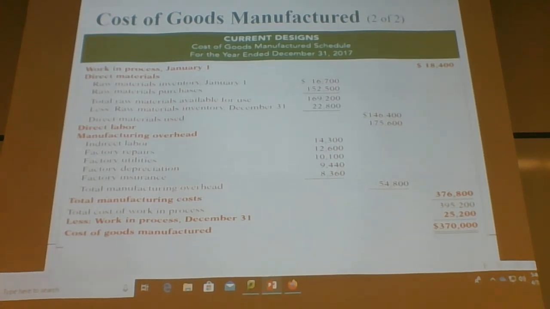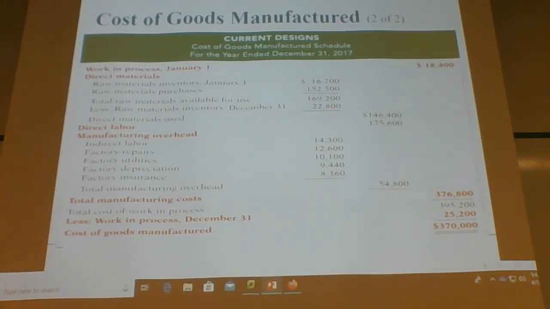Then we come over here and we look at our manufacturing overhead, and we just add up all of the various types of manufacturing overhead or factory overhead that we had. Indirect labor, factory repairs, utilities, depreciation, insurance, and we just add those totals up. Very much the same way that we do for direct labor. We come up with $54,800 if we add all of these items right here together. If we add these three totals, we come up with $376,800. Okay, that's our direct materials used plus our direct labor plus our factory overhead comes to $376,800.